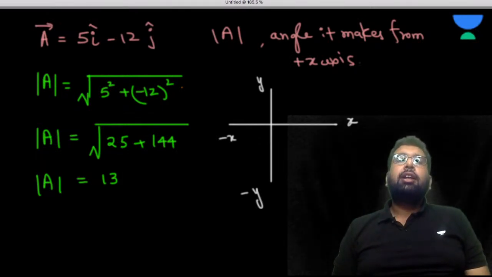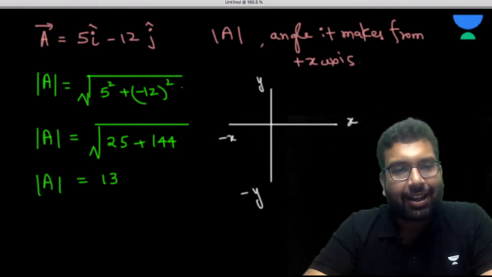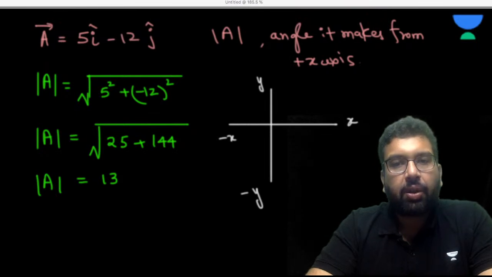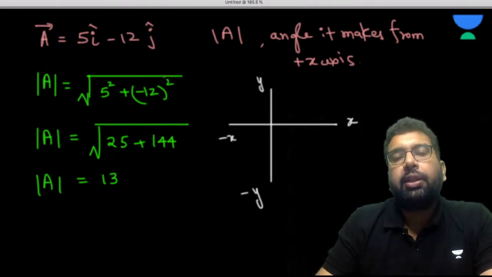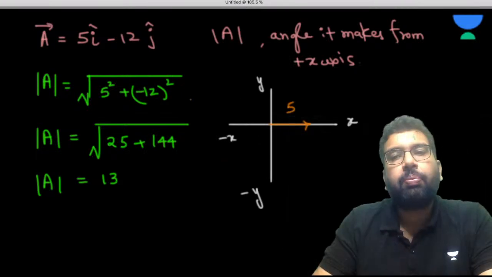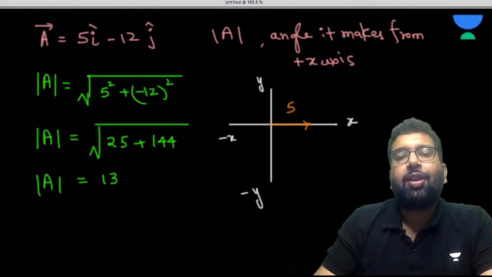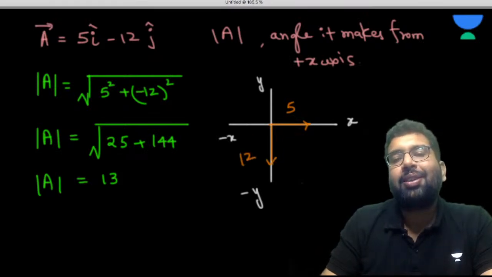With j, that is the component of the vector in y direction. So how are we going to do it? See, this is going to be 5 i cap, so 5 in the positive i direction, positive x direction, and minus 12, so that is 12 in the minus j direction. Now, if this is 5, this is 12.